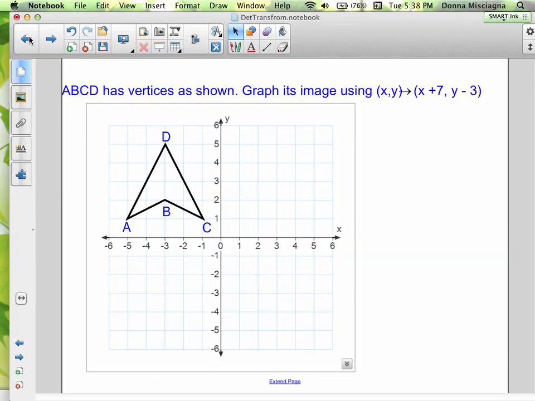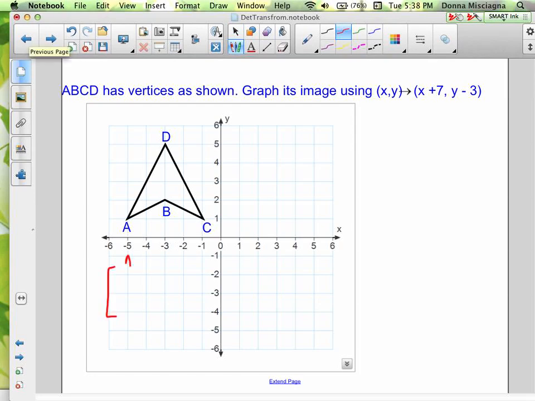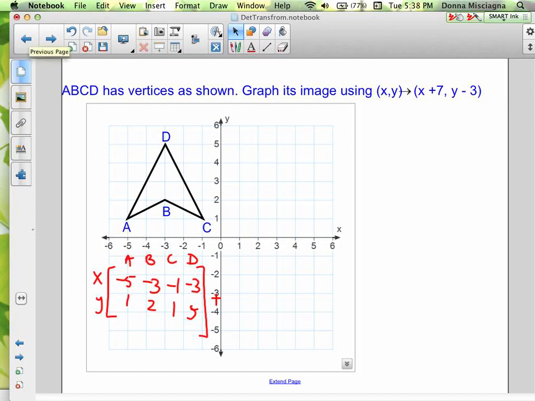Okay. All right, so we're going to graph that using our rule and coordinate notation. x, y goes to x plus 7, y minus 3. All right, so we need to write down the coordinates first, A, B, C, and D. And the matrix to represent our x and y is going to be: A is negative 5, 1. B is at negative 3, 2. C is at negative 1, 1. D is at negative 3, 5. Right, and then we're adding our vector, which is 7, negative 3.